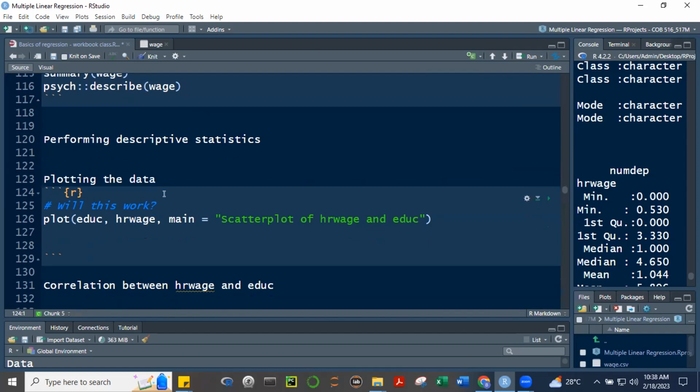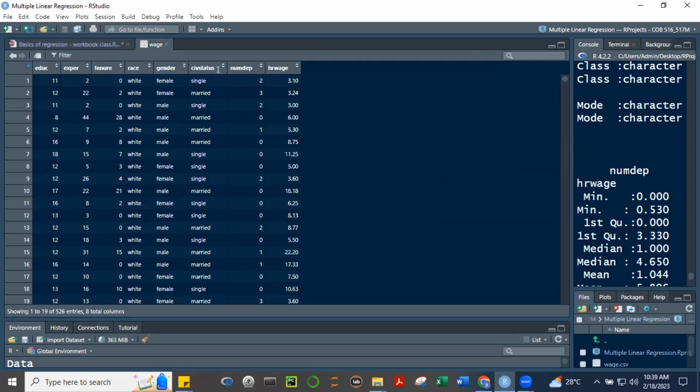How about plotting? Okay, di ba kasi sabi natin, we want the relationship between the dependent variable, in this case, we're studying the hourly wage. Gusto natin i-model si hourly wage. We would like to know if this variable, si education, si experience, si tenure, number of dependents, if they have a relationship with hourly wage.